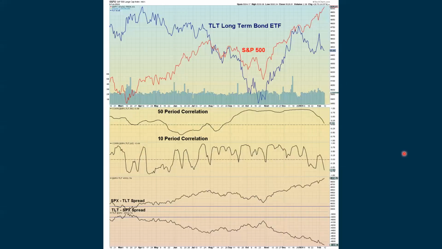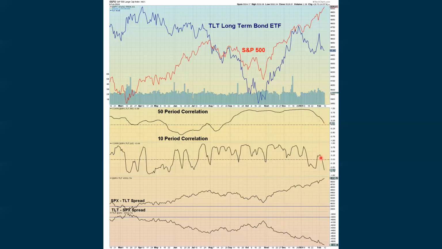Then we look at the TLT, which is the blue line up here, and the S&P, which is the red line. And we're seeing where the longer term relationship is really starting to weaken for quite a bit. Pretty much from October through the beginning of 2024, they were having a tendency to go in the same direction longer term. You can look at the chart and see where the S&P has been going up as bond prices have been going down. And that's feeding into why we're seeing this decline.